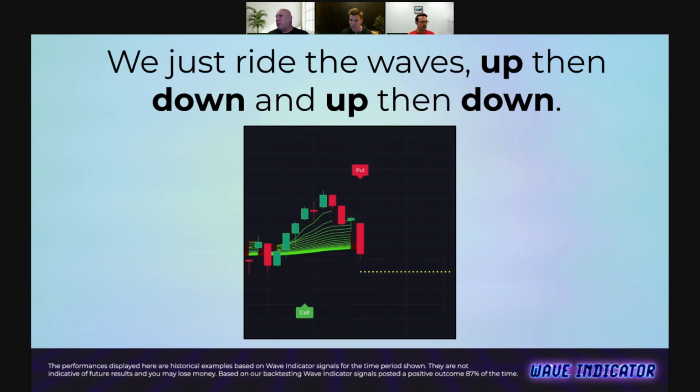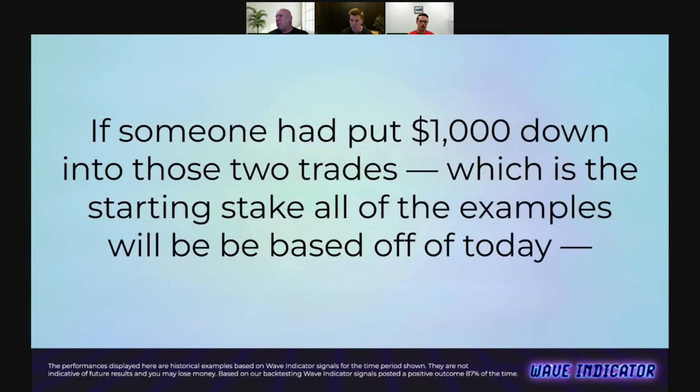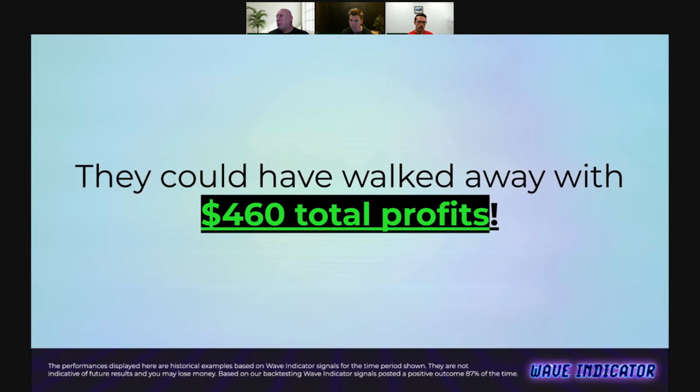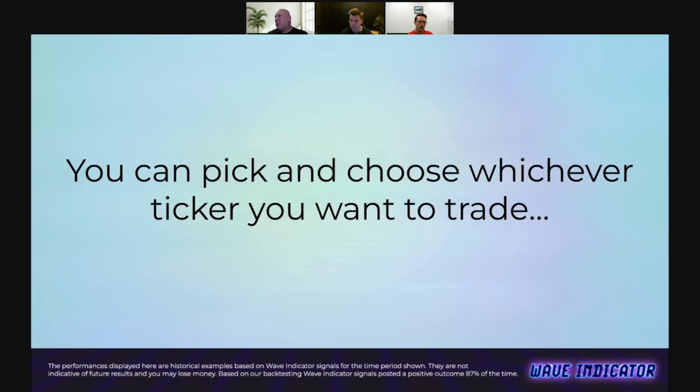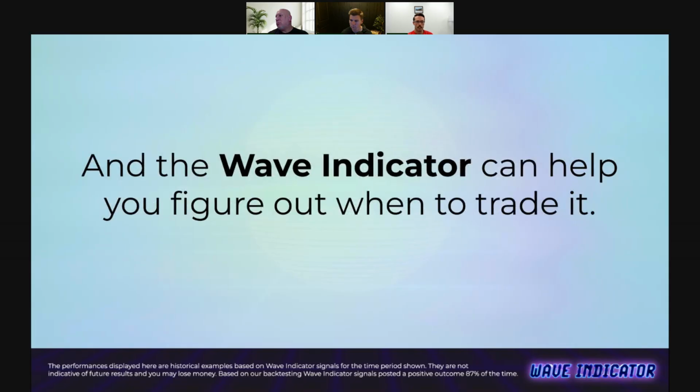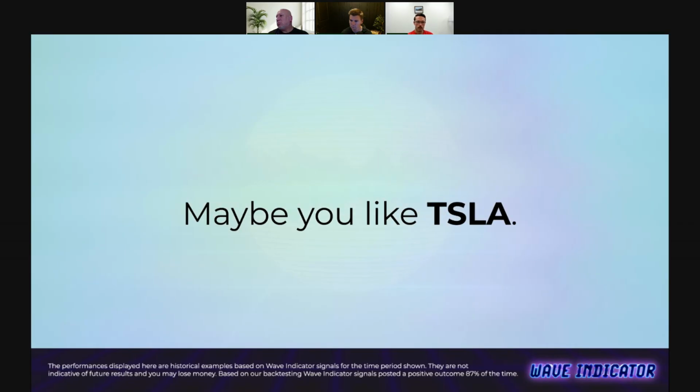We are direction agnostic. Now, if someone had put $1,000 down into those 2 trades, which is the starting stake, all of my examples will be based off today, they could have walked away with 460 total profits in less than a couple weeks. But forget about Target. You can use this and pick and choose whichever ticker you want to trade, and the wave indicator can help you figure out when to trade it.